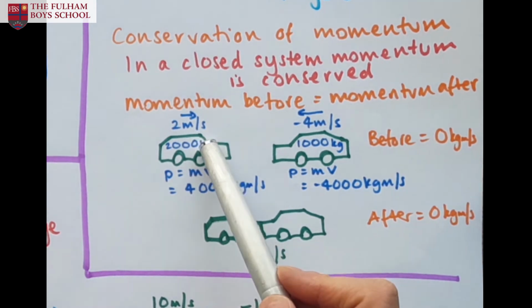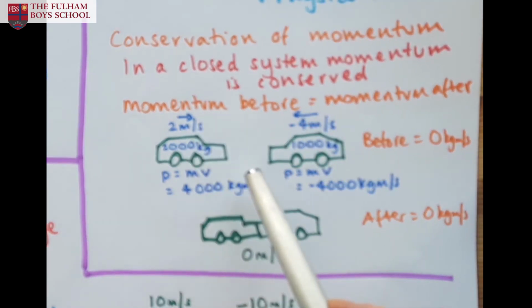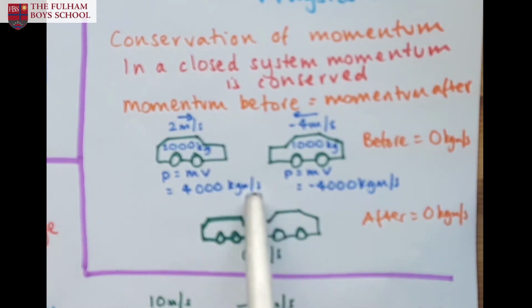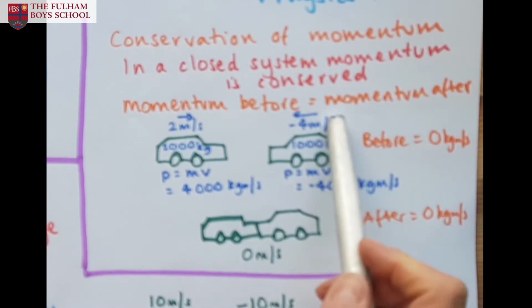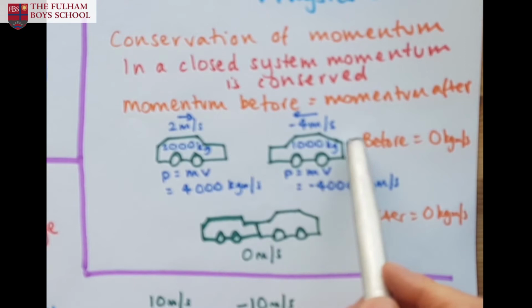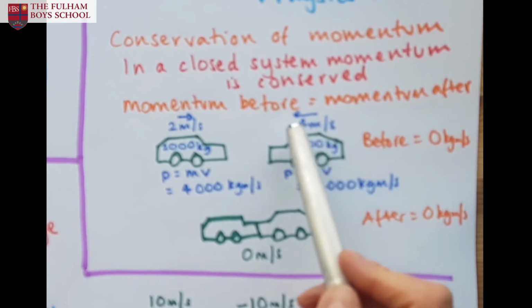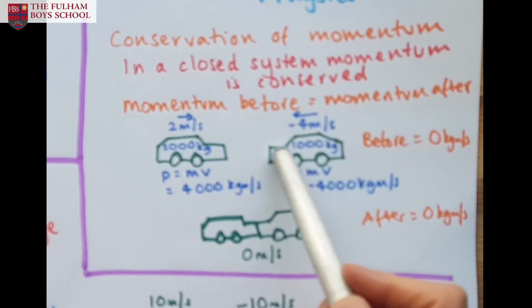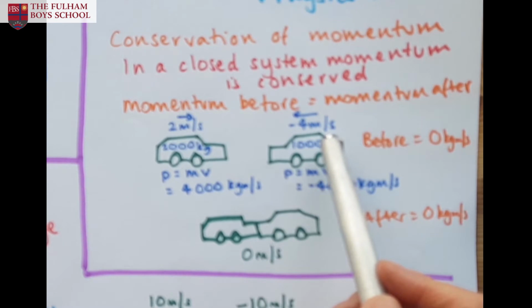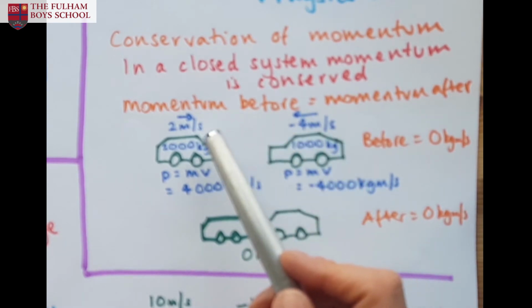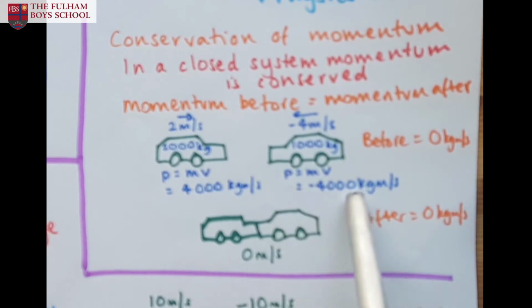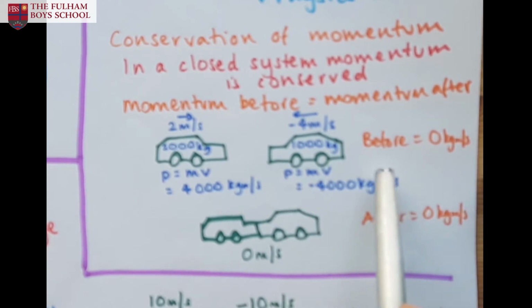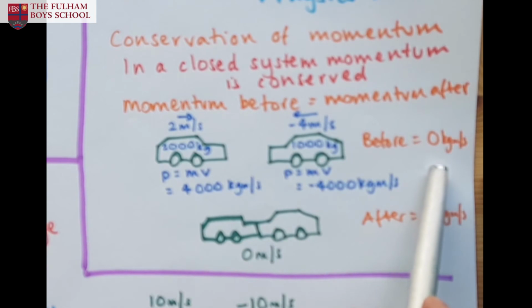It's the mass times velocity, 2,000 times 2, so the momentum of this car is 4,000 kilograms meters per second. The momentum of this car, it's slightly lighter, but it's traveling faster, so it's 1,000 kilograms times minus 4 meters per second, because velocity is a vector, so if it's going in the opposite direction it needs to be a negative. So the momentum of this car is minus 4,000 kilograms meters per second, as in the total momentum of these cars is 0.